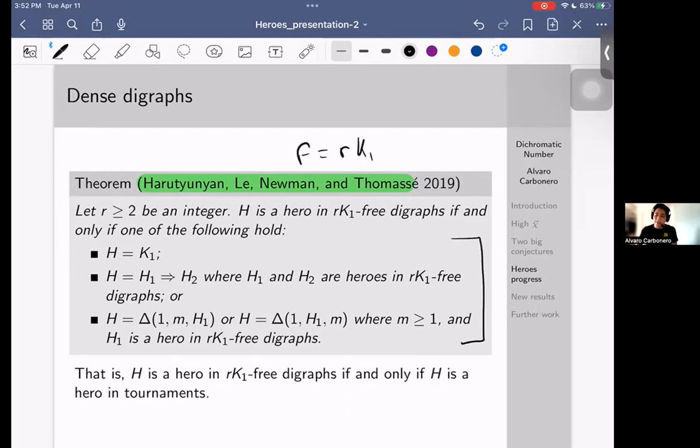They are saying the heroes of F-free digraphs when F is RK1, and that means, by the way, R copies of K1. In this case, that's just R vertices in a stable set. They prove that the heroes in that class of digraphs are exactly the same heroes as tournament heroes, which is really cool. I think really impressive. It takes them like 20 pages, a hard result indeed.